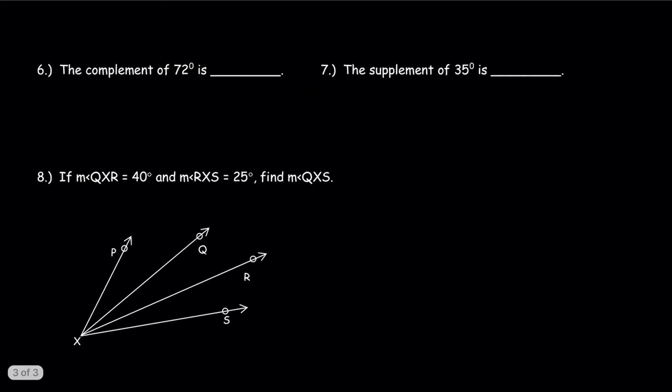The complement. So for complement, what you want to remember, that means 2 angles that add to 90 degrees. So to find the complement, I'm going to take 90 minus 72, and that's going to be 18. Supplement, if you remember, means add to 180 degrees. So to find the supplement of 35, I'm going to take 180 minus 35, and that's 145 degrees.